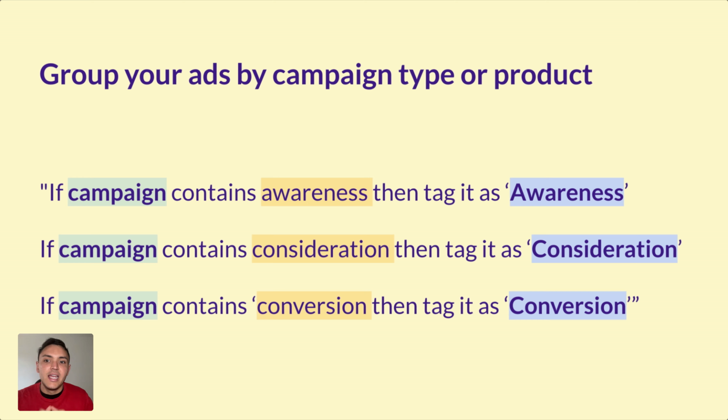For instance, I can say, if my Google Ads campaign contains the word awareness, then tag it as awareness. If it contains the word consideration, then tag it as consideration. And this way, I could come up with a table that doesn't break down my data by campaign, but by funnel stage.